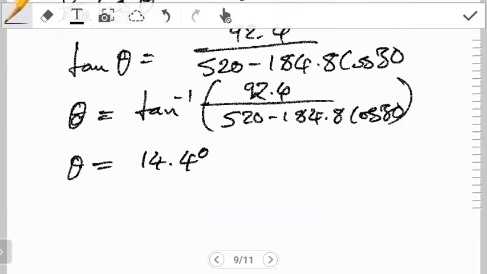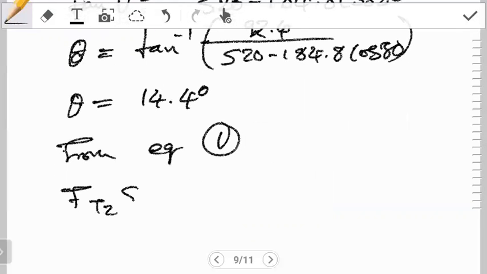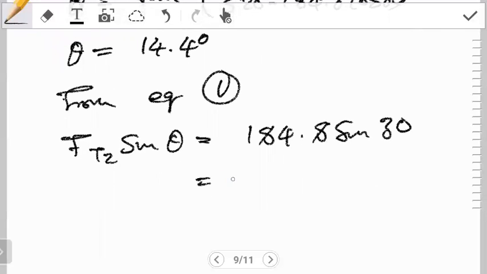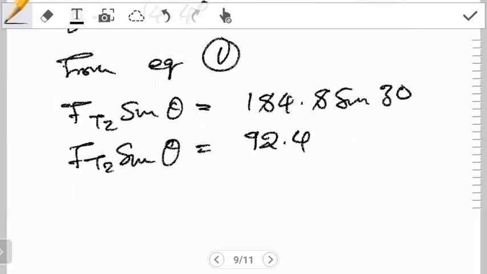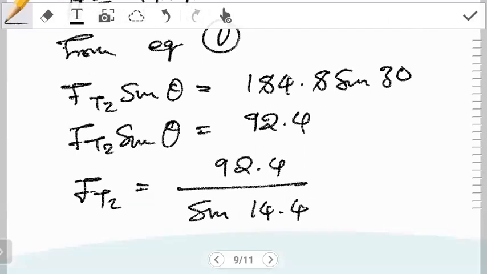Once you've got this, you can now use equation 1. Remember what equation 1 was? From equation 1, what we had was ft2 sine theta is equal to 184.8 sine 30. Actually, this was simplified already to become 92.4. So from here, we already know what theta is. We just want to find what ft2 is. So ft2 is equal to 92.4 over sine 14.4. So we evaluate this and we find ft2 as 372 newtons.